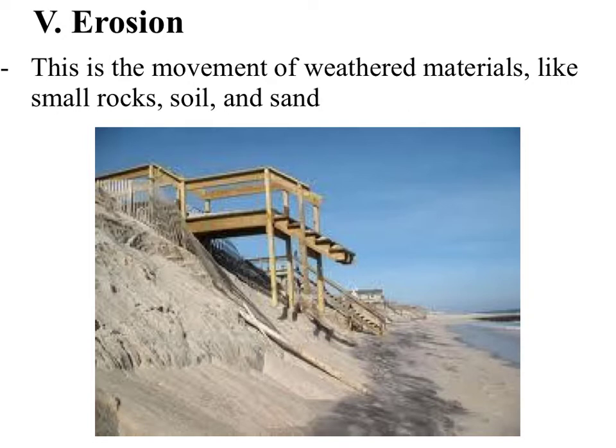So erosion is the movement of weathered materials, like small rocks and soil and sand, away from wherever they were weathered. For instance, in the picture you see in front of you, the sand used to be pieces of rock, and it was turned into sediment. That process is weathering. However, the waves have pulled the sand away from where it used to be, from the dunes. That's why the stairway is going off into nowhere. And that process is erosion.